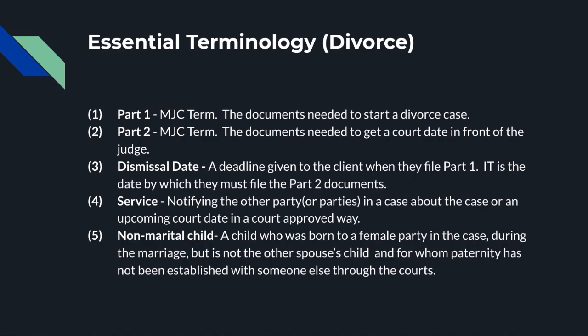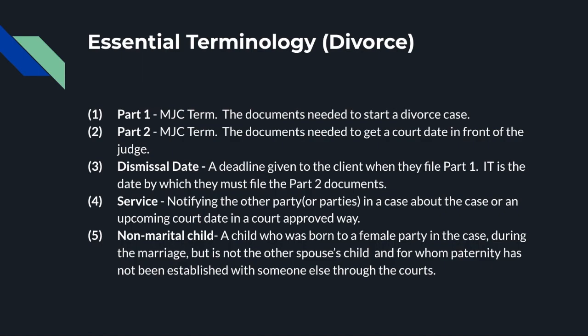The good news is the courts are familiar with our terminology, so a judge or a court clerk would probably be familiar with it, but a private bar attorney not necessarily. So Part 1 is the documents to start a divorce case. Part 2 are the documents that you need to get your final court date in front of the judge. Here in Milwaukee, we break that process down. You file the Part 1 paperwork, you serve your spouse, and then you file the Part 2 paperwork to get your final court date.